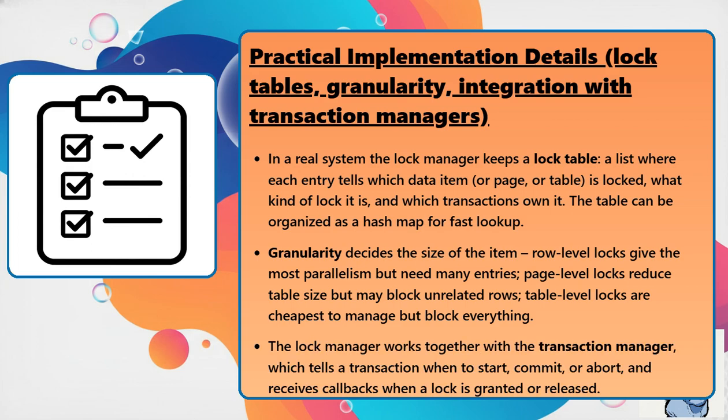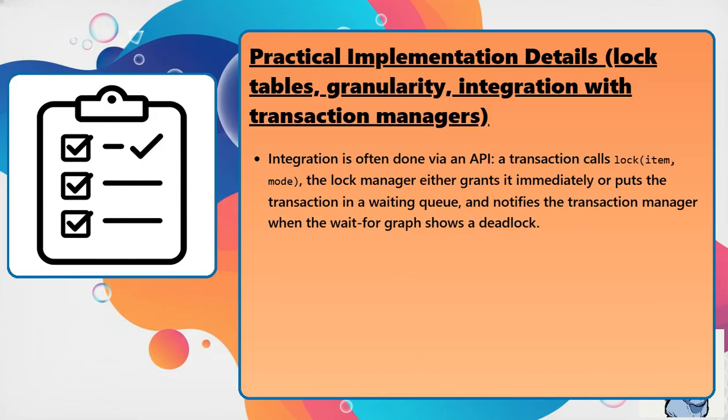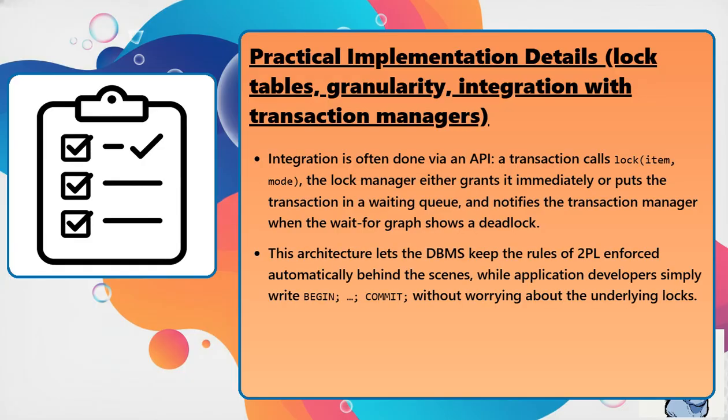The lock manager works together with the transaction manager, which tells a transaction when to start, commit, or abort, and receives callbacks when a lock is granted or released. Integration is often done via an API. A transaction calls lock(item, mode). The lock manager either grants it immediately or puts the transaction in a waiting queue, and notifies the transaction manager when the wait-for graph shows a deadlock. This architecture lets the DBMS keep the rules of two-phase locking enforced automatically behind the scenes, while application developers simply write begin ... commit without worrying about the underlying locks.